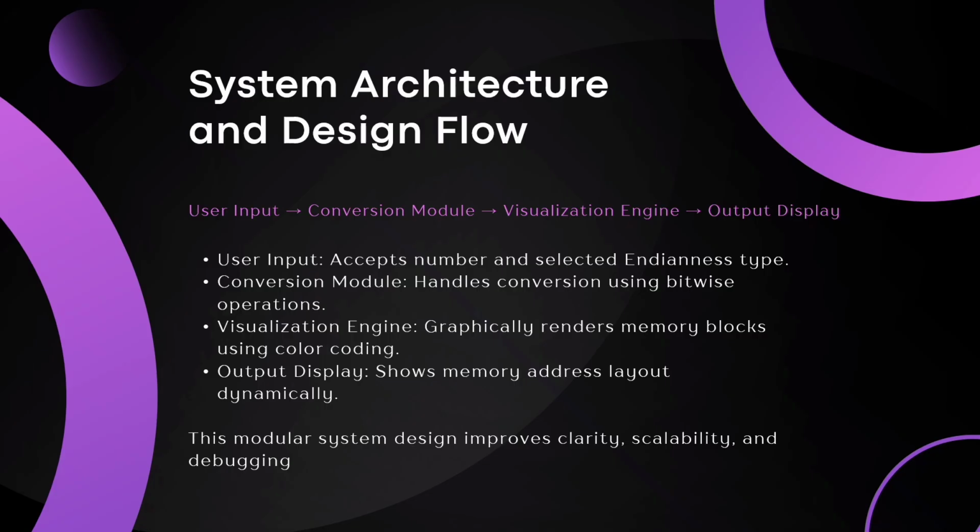Our system follows a clean modular flow: user input, conversion module, visualization engine, and output display. Input accepts decimal or hexadecimal numbers. Conversion breaks the number into bytes based on endianness. Visualization displays colored blocks showing byte order, and output, that is, compare both formats side by side. This structure ensures clarity, scalability, readability, and a professional software-like design.